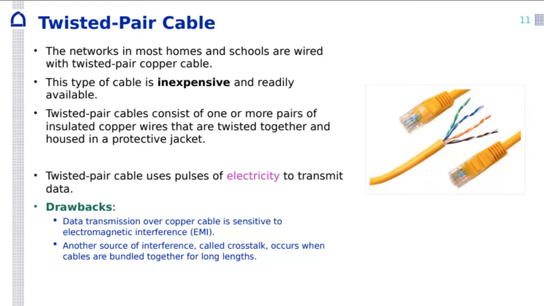What are the disadvantages of twisted pair? Data transmission over copper cable is sensitive to EMI. So that's a drawback. Also, crosstalk. It is subjectable to crosstalk. It's not immune to crosstalk. Especially if the cables are bonded together for long distance.